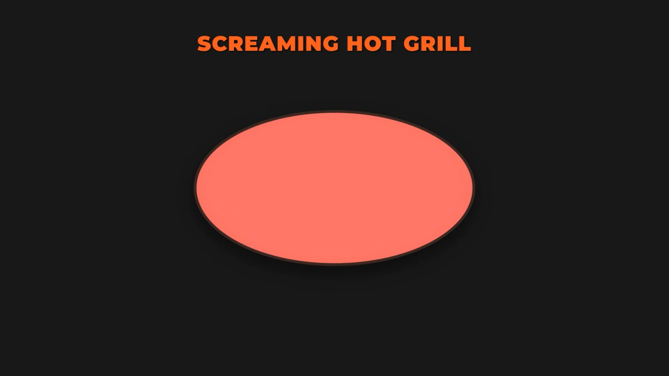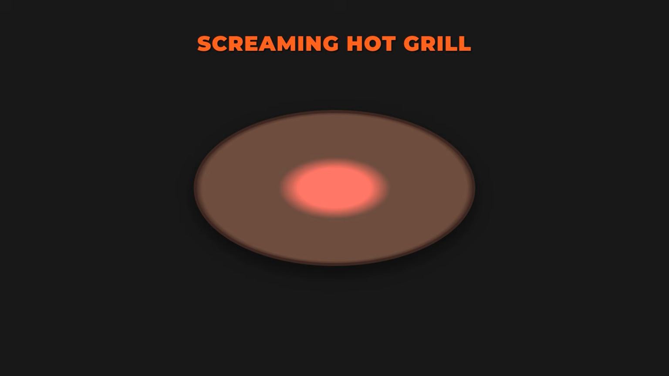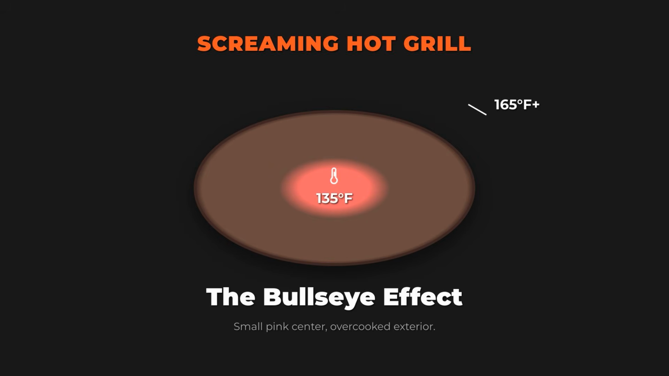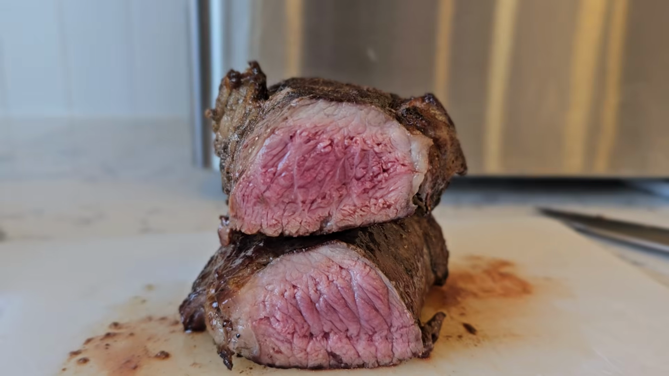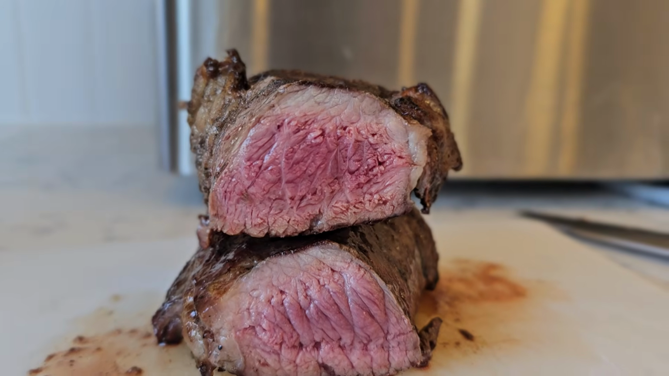and unevenly. It's going to overcook the exterior, and by the time the center gets to our target temperature of, let's say, 135 degrees Fahrenheit for medium rare, the exterior is already overcooked. Let's say it's over 165 degrees Fahrenheit, and we just get this little bullseye of medium rare in the center, which is not what we want. We want rosy pink medium rare all the way through. Well, at least I do. Maybe you like well done steak.